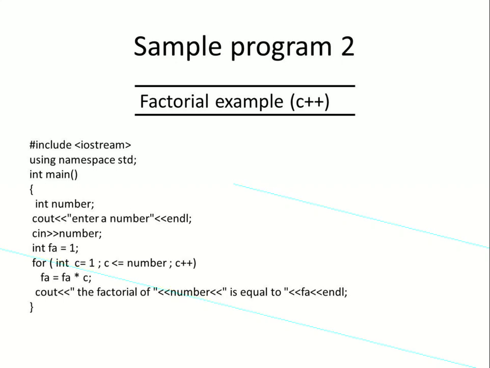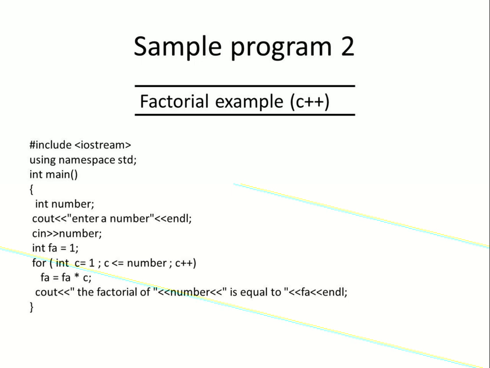This is another example, the factorial example. It calculates the factorial of a number. The factorial of the number n in mathematics is the product of all numbers from 1 to n. So the factorial of 3 is 1 multiplied by 2 multiplied by 3. Factorial of 4 is 1 multiplied by 2 multiplied by 3 multiplied by 4. Factorial of 5 is 1 multiplied by 2 multiplied by 3 multiplied by 4 multiplied by 5.